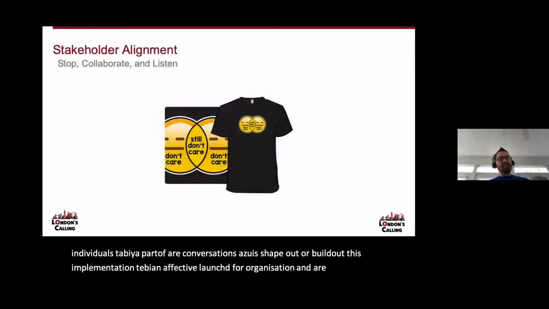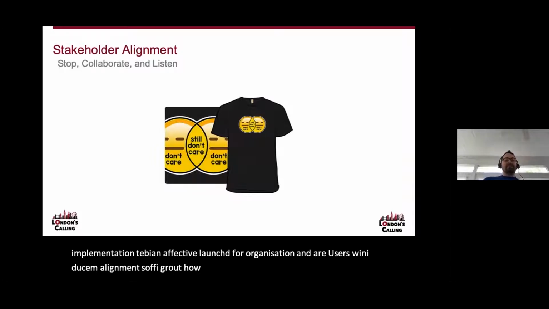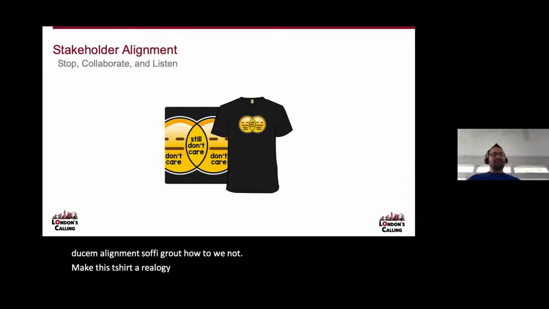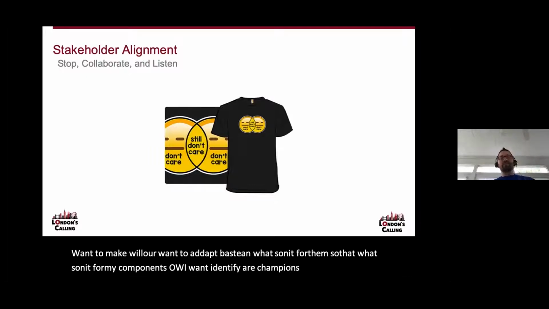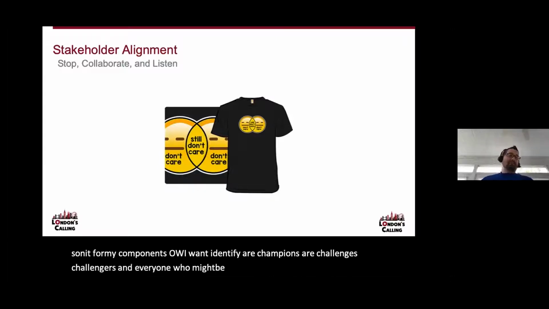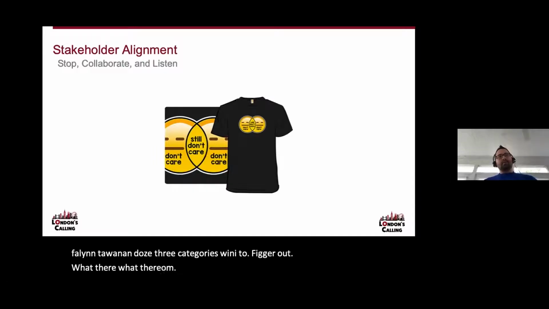So we need to do some alignment. So figure out how we do not make this t-shirt a reality of don't care, still don't care. We need to make sure we have those right people, because when it comes down to it, people will or won't want to adopt based on what's in it for them. So the what's in it for me component. So we want to identify our champions, our challengers, and anyone who might be apathetic. Depending on where they fall into one of those three categories, we need to figure out how much value their opinion weighs.